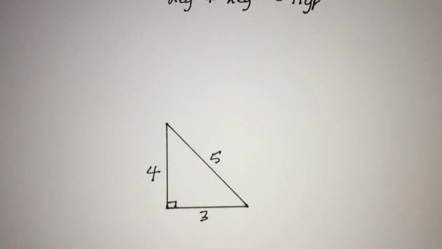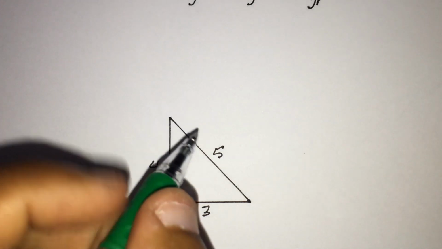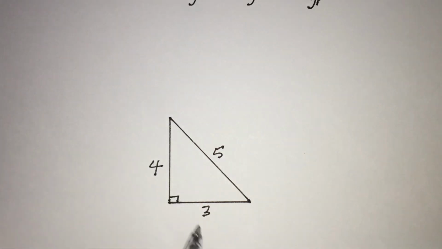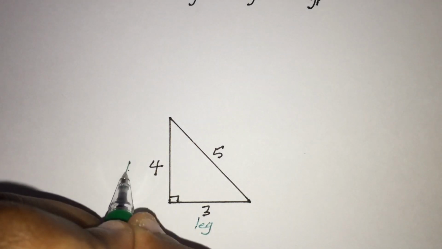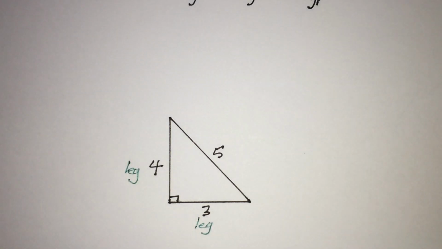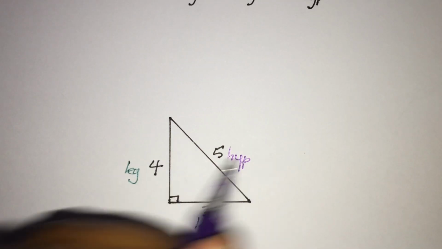So let's investigate this. First, let's label the legs. Remember, the legs meet at the 90-degree angle. So this is a leg, and this is also the other leg. Which means it leaves this 5 to be the hypotenuse. HYP for short.